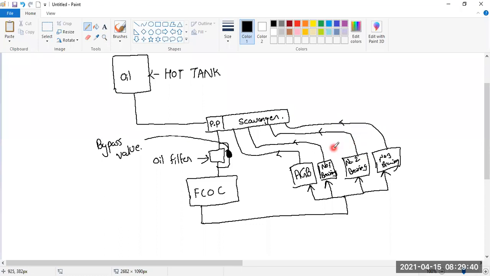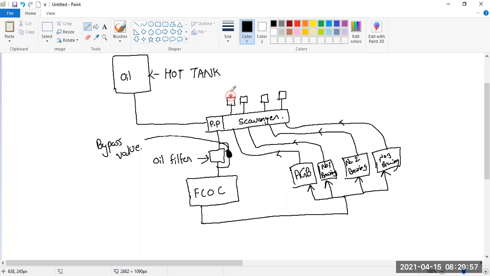It goes into the scavenger pump. You can install a filter over here if you require, or you can have a filter after all the scavenger pump outlets are here. We can have a filter in each one of them, or what you can do is you can join all the lines together and have a single filter.